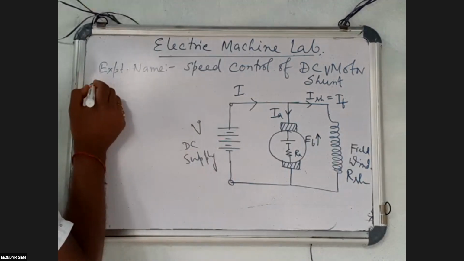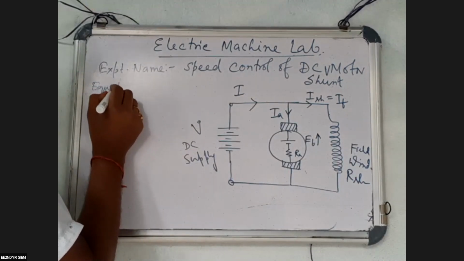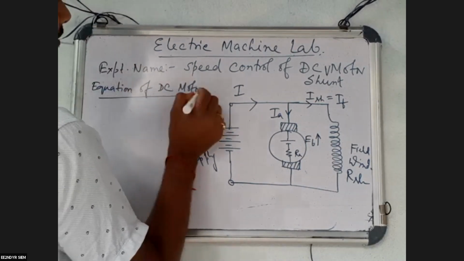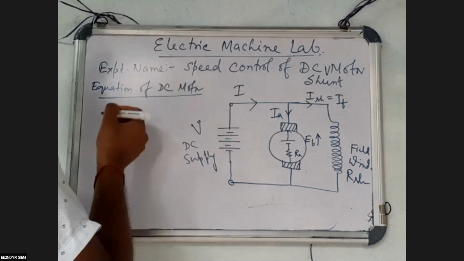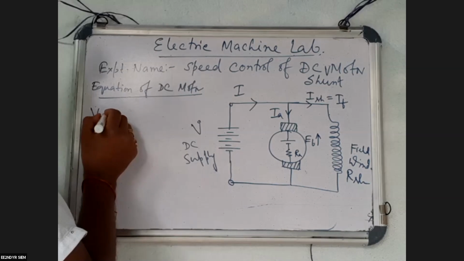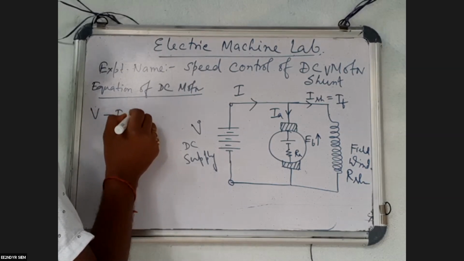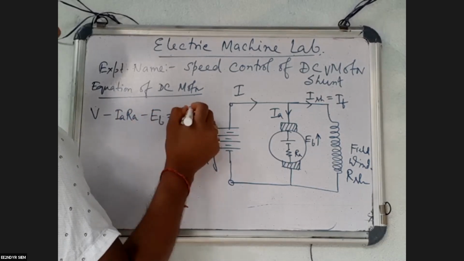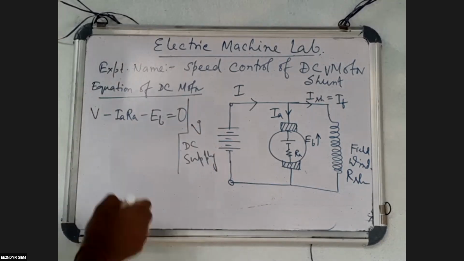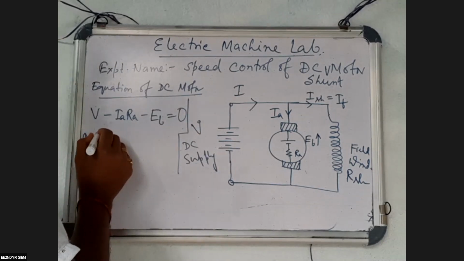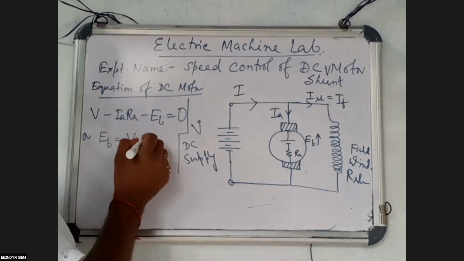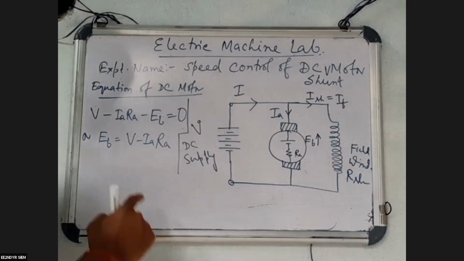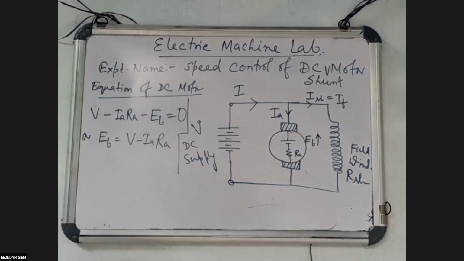While we form the equation of DC motor, you can write V minus IA RA minus EB will be equals to 0. Or EB will be equals to V minus IA RA. Clear? EB will be equals to V minus IA RA.